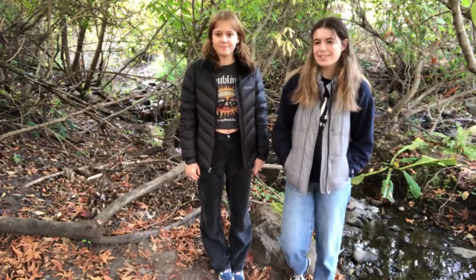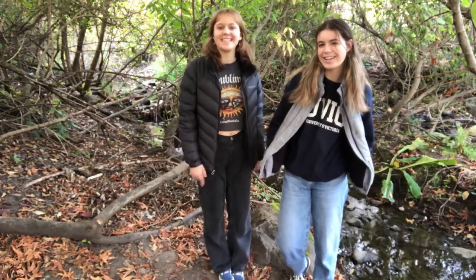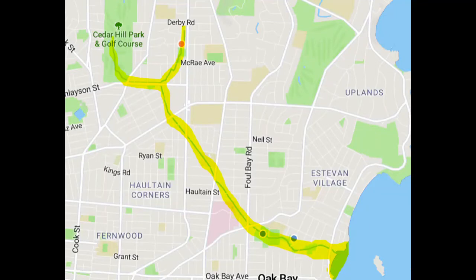And today we're going to be talking to you about Bowker Creek. Bowker Creek is located within the municipality of Oak Bay. Its headwaters are located at the Bowker watershed, which includes Uvic as well as Mackenzie and also Shelbourne. It flows all the way through Oak Bay, where it empties out at its base level, which then empties out into the Pacific Ocean.